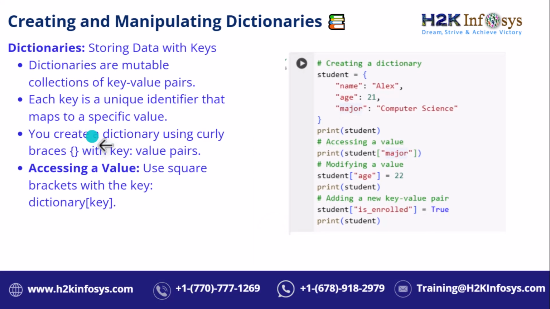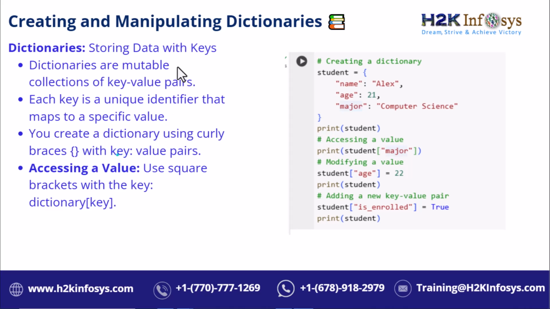Now let's see the dictionaries. The dictionaries will store the value in key value pairs. Here the dictionaries are written again with the help of curly braces only. Here you can see this name is a key, colon, we have the value. So here the data will be stored with respect to key and value.